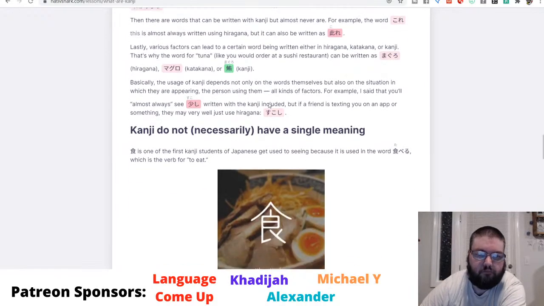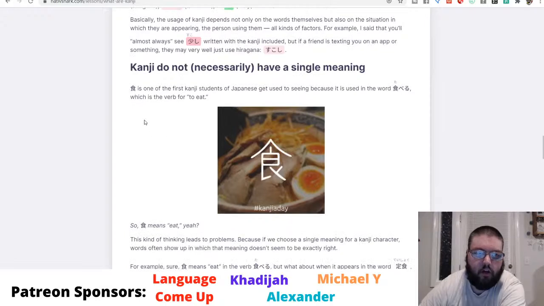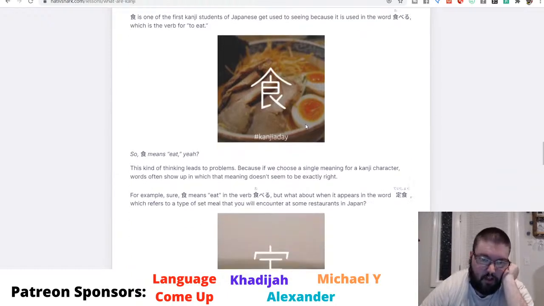Kanji do not necessarily have a single meaning. Tabe is one of the first kanji students of Japanese get used to seeing because it is used in the word taberu. Oh, it's ta, I'm sorry. I said tabe because taberu is the verb for to eat. So tabe means eat, yeah?